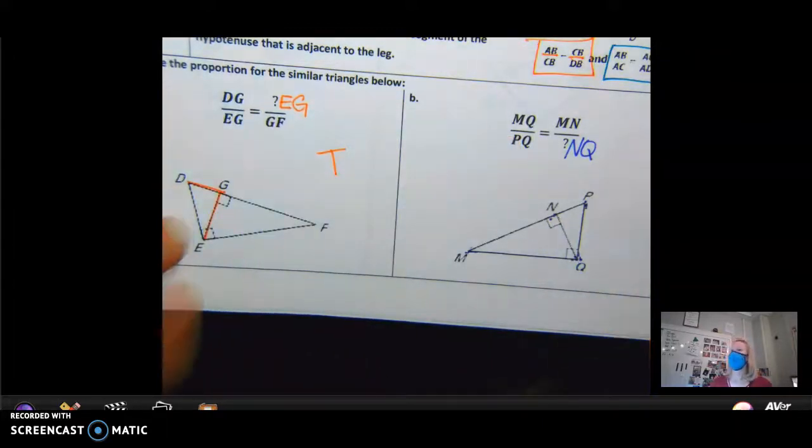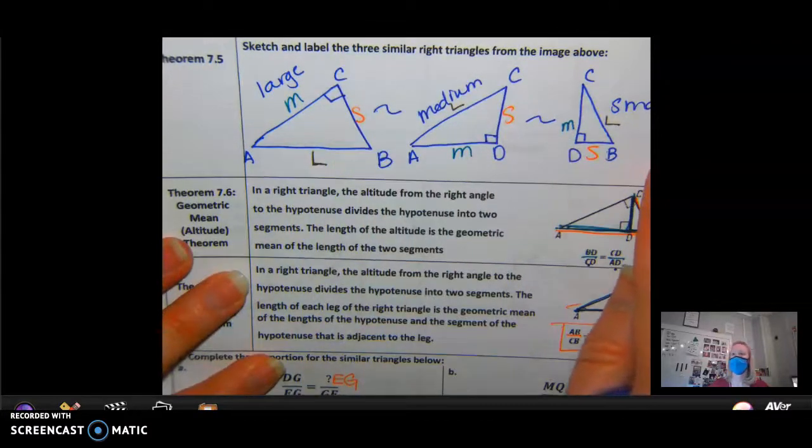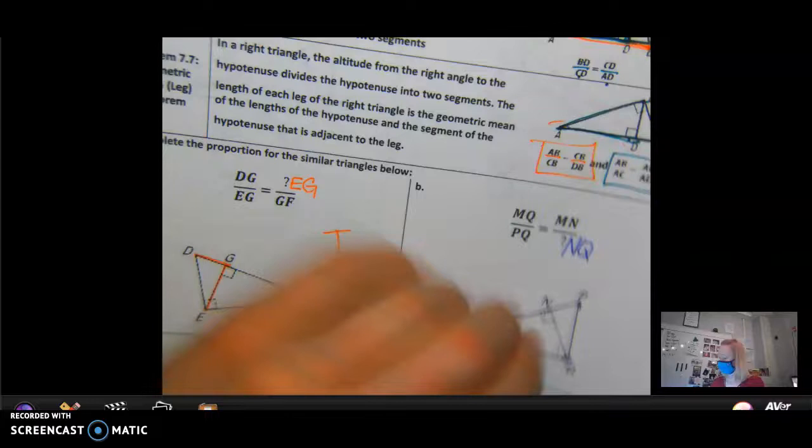These get tricky. If you are truly struggling, what I suggest is you draw this out for each one of these. Draw out all three triangles.